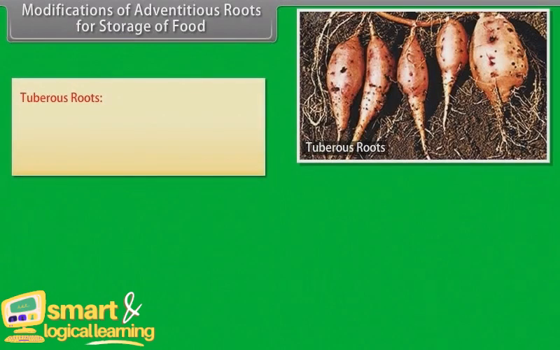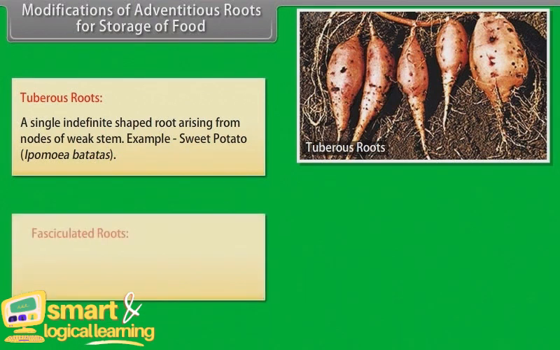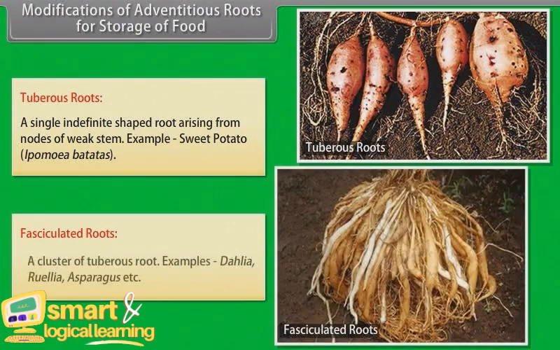Tuberous roots. A single indefinite-shaped root arising from nodes of weak stem. Example, sweet potato. Fasciculated roots. A cluster of tuberous roots. Examples, dahlia, Asparagus, etc.